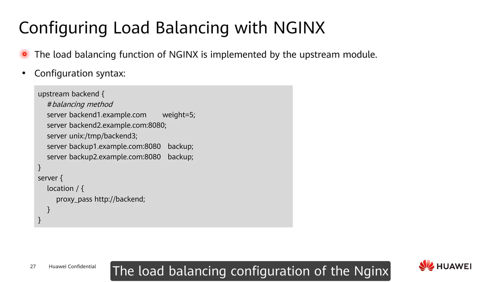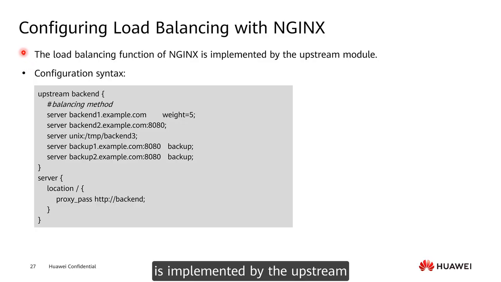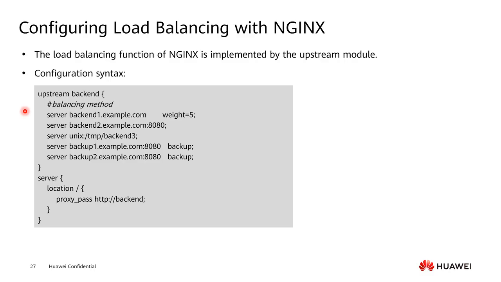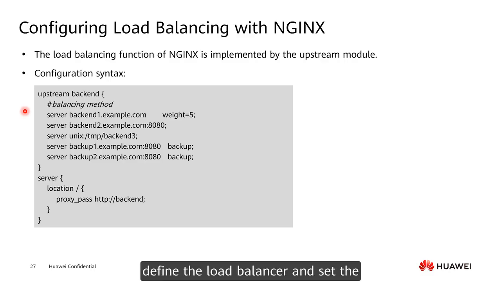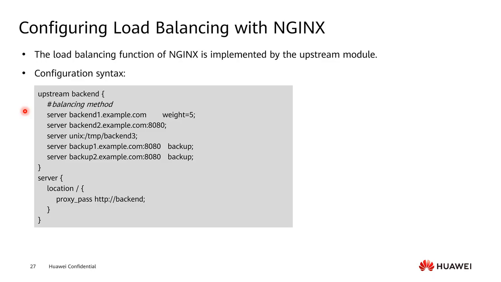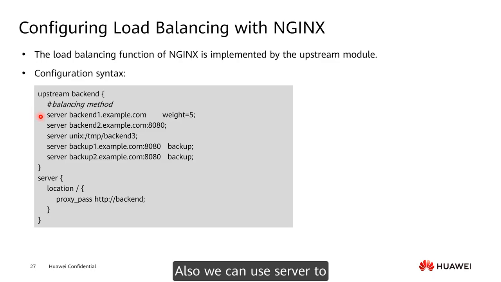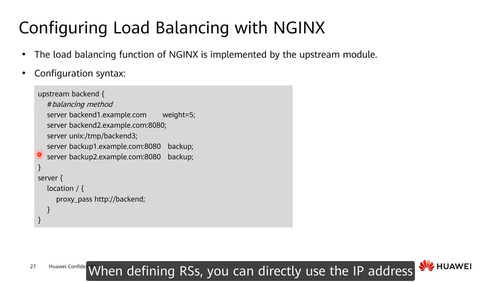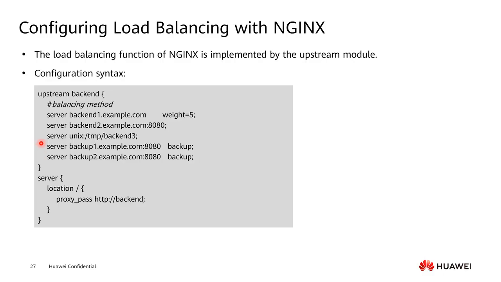The load balancing configuration of Nginx is implemented by the upstream configuration module. Here is a case. Using upstream, we define the load balancer and set the algorithm used for load balancing. Also, we can use server to define different backend RS. In this case, we can see that there are multiple backend RS. When defining RS, you can directly use the IP address or domain name of the service. The latter is recommended.